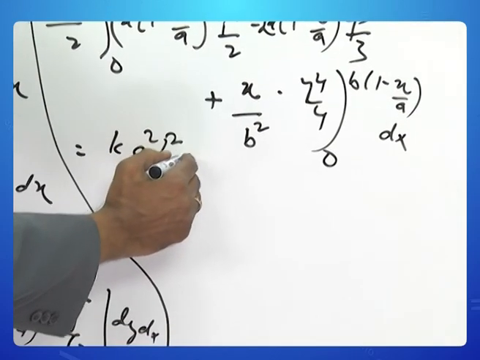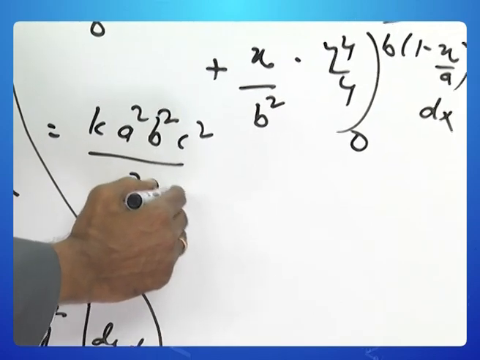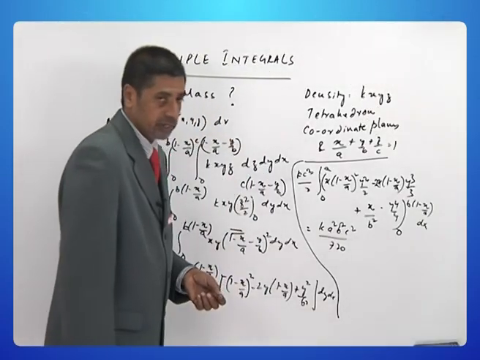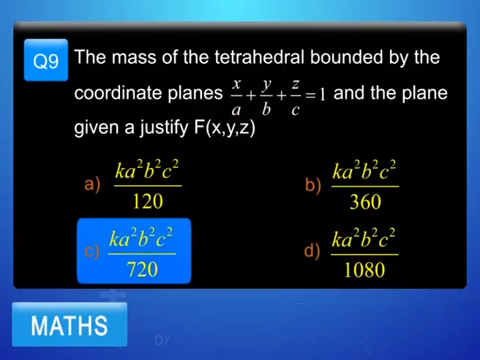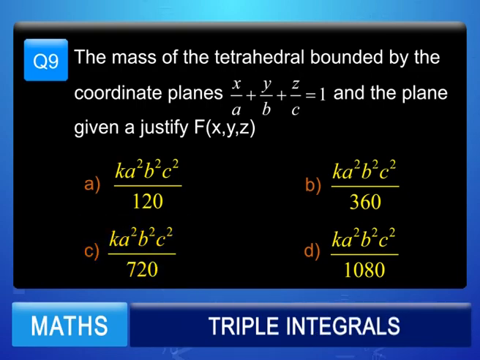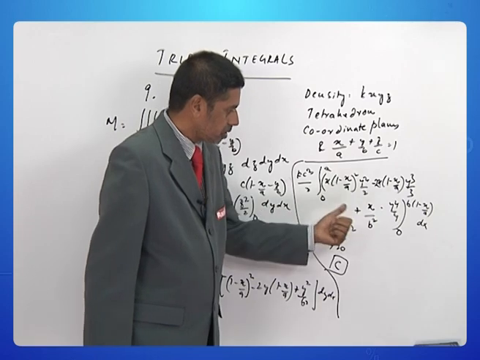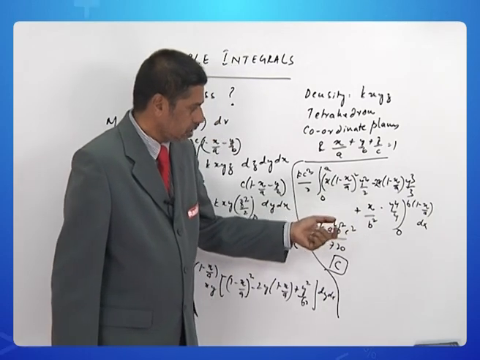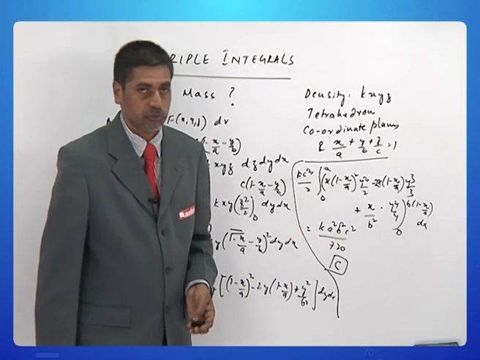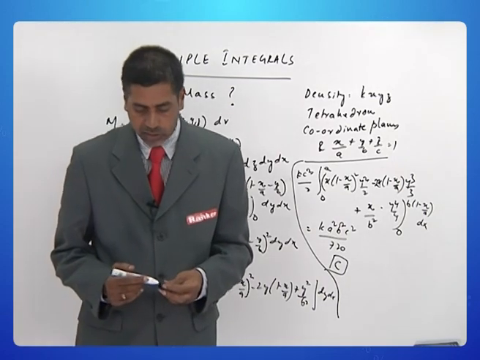k a square b square c square by 720 is what is expected that we should be getting. So correct option for this problem is C. Kindly verify that. I advise again students to involve the beta gamma functions in the last stages by introducing a small substitution x by a is equal to t. Let's go to the next question.